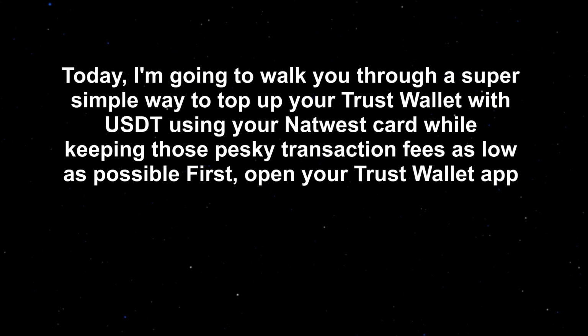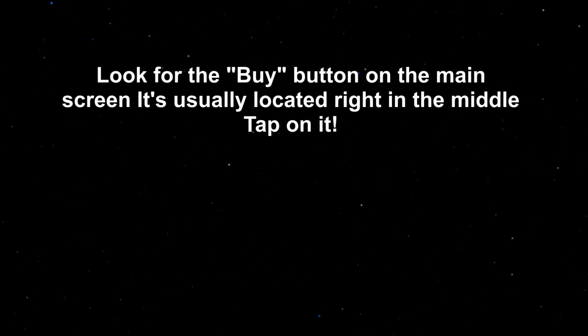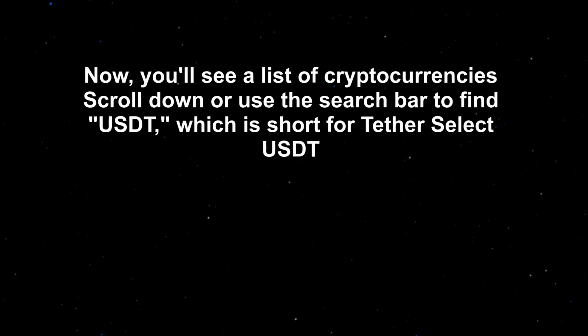First, open your Trust wallet app. Look for the Buy button on the main screen. It's usually located right in the middle. Tap on it. Now, you'll see a list of cryptocurrencies. Scroll down or use the search bar to find USDT, which is short for Tether.